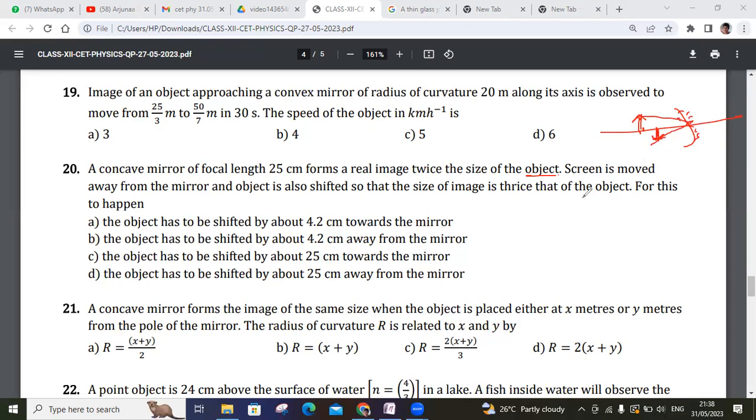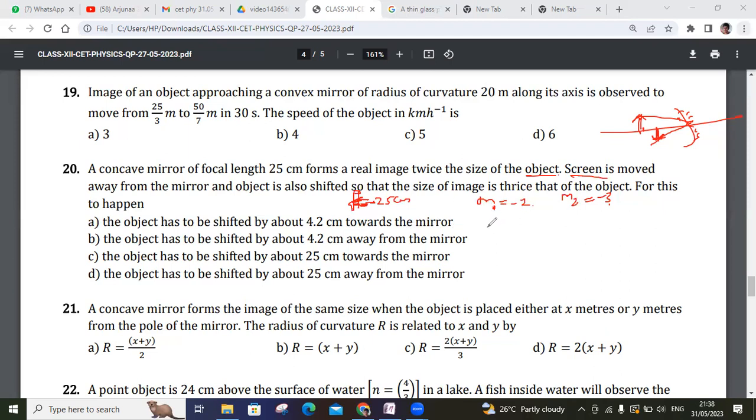So what will we get? If the image is twice the size of the object, m will be minus 2. Focal length is given as 25, and if it is a concave mirror, it is minus 25. This is the initial m. Then the screen is moved away from the mirror, and the object is also shifted, so that the size of the image is now thrice that of the object. So m2 will be minus 3. So for this to happen, we are asking what is the condition.